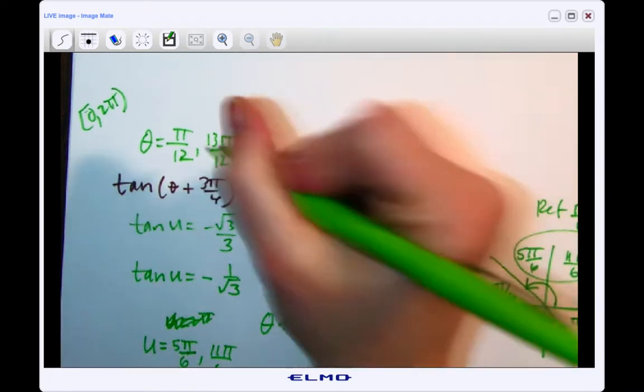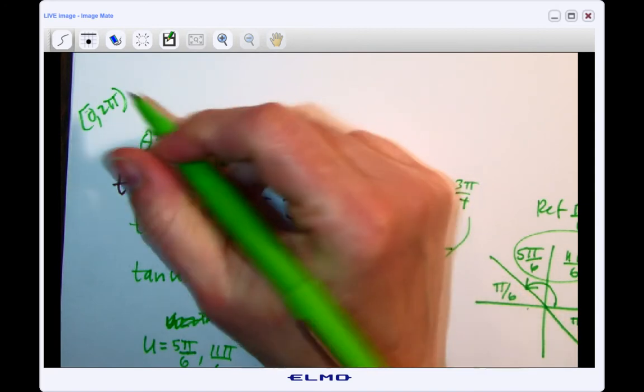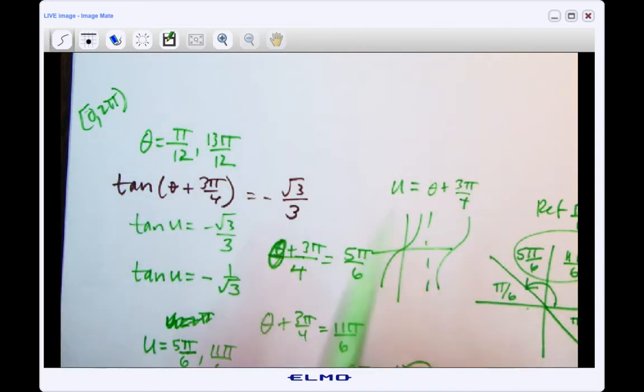So if my answer had come out negative pi over 12, what I would have done is I would have kept adding 2 pi to it till I found one that was positive. Does that make sense? Does everyone know what I mean?